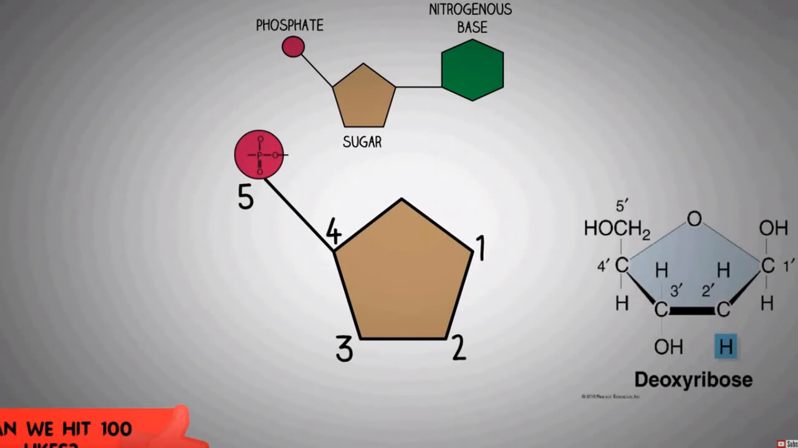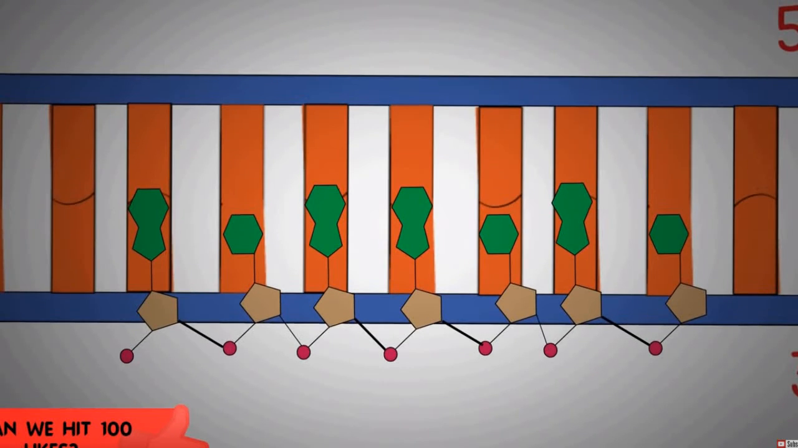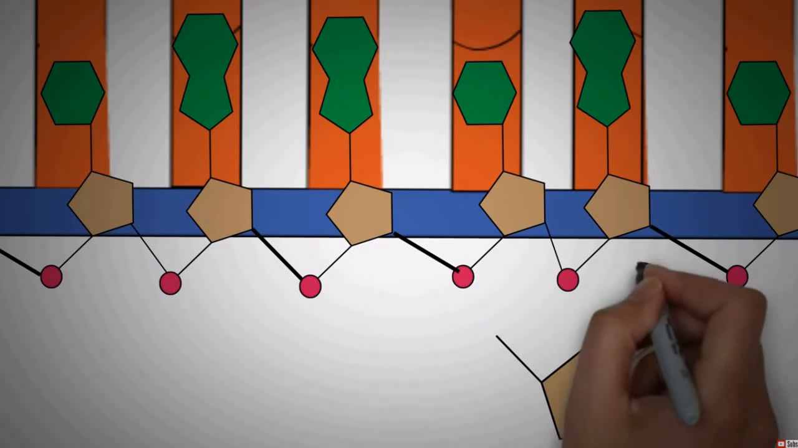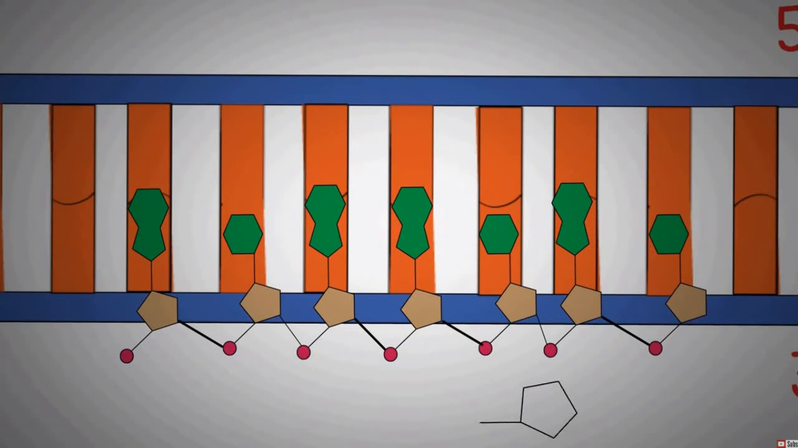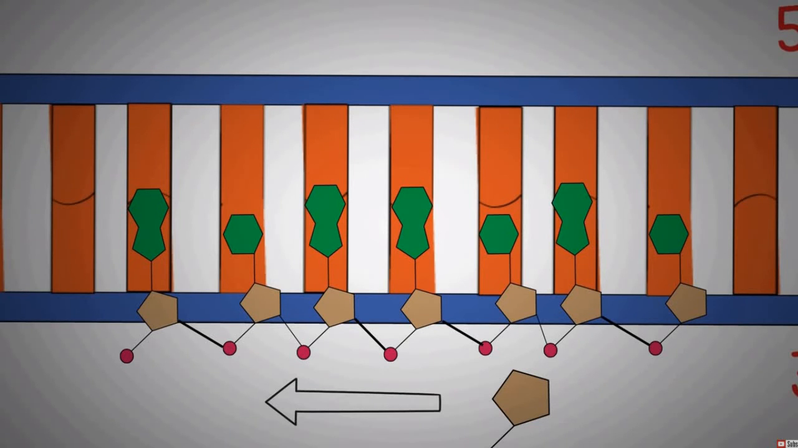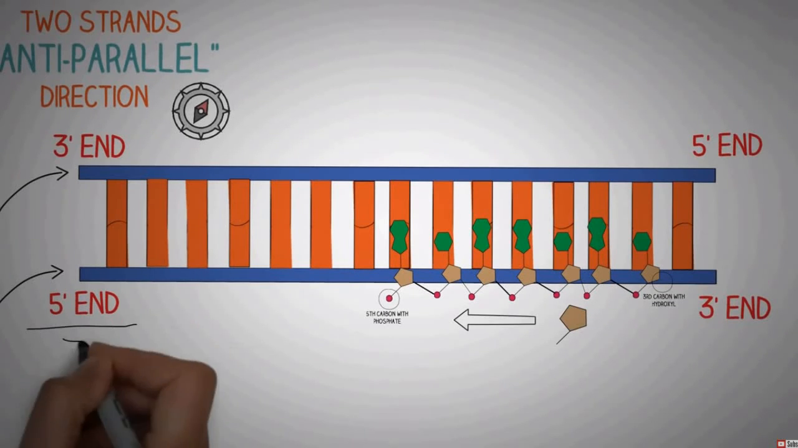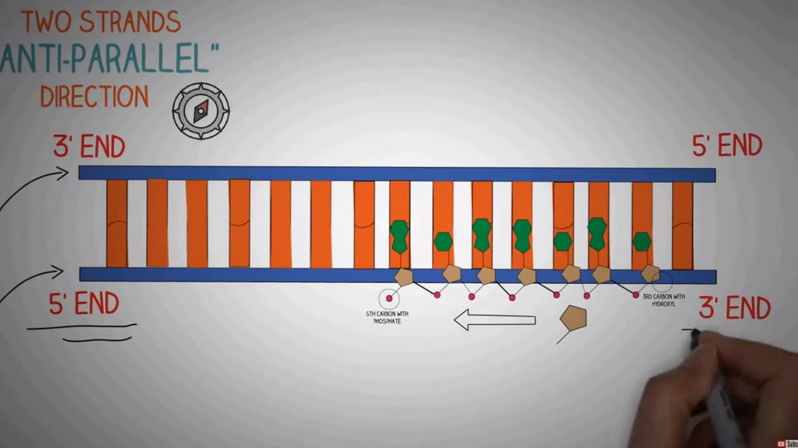And it is the 5th carbon to which the phosphate group is always attached. Now if we take a look at the structural illustration of a single strand of DNA again, you can note how the deoxyribose sugars are arranged in this single strand, and you can also see how all the deoxyribose sugars are aligned in this direction. Due to this orientation, the 5th carbon is always located on this side to which the phosphate groups are attached, and the 3rd carbon is always located on this side to which the hydroxyl group is attached. This defines the 5' end and the 3' end of this strand of the DNA.